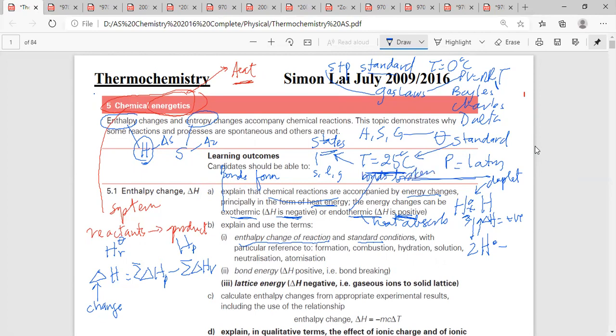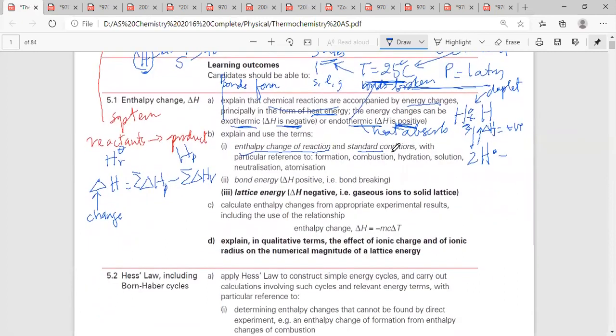Now, before we do this, much of this topic is calculations. To do the calculations, there are a few things we need to do. It's not just simply calculating. There's a lot of maths here, but they also want you to know specific definitions. Explain means it's a specific definition. The first one, of course, is enthalpy change of reaction. I'll just go through it first. They ask you for the definition, and for standard conditions.